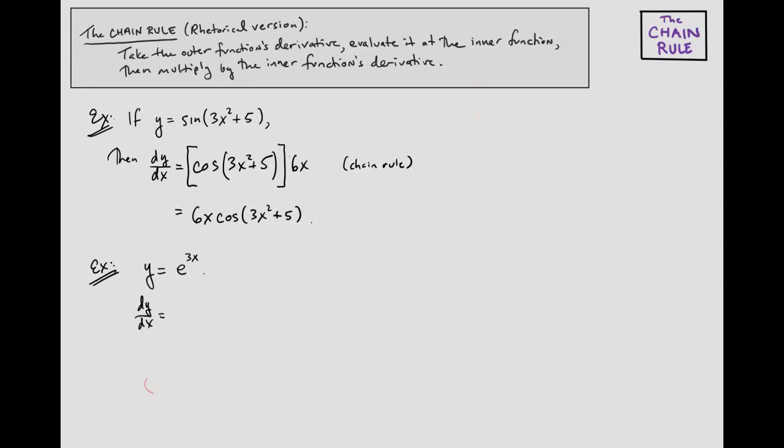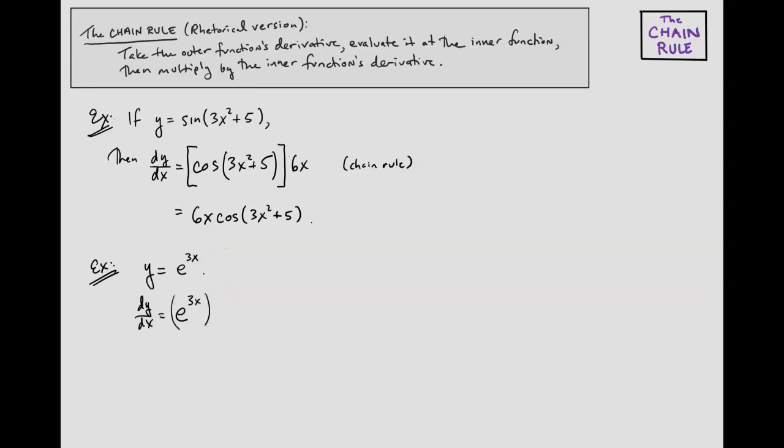What's its derivative going to be? Well, the first factor is the outer function's derivative evaluated at the inner function. Well, the outer function is the exponential, e to the whatever, or e to the u. The derivative of e to the whatever is e to the whatever. So I'm going to get e to the something. I'm evaluating it at the inner function, which is 3x. So that 3x is going to go in there and give me e to the 3x.